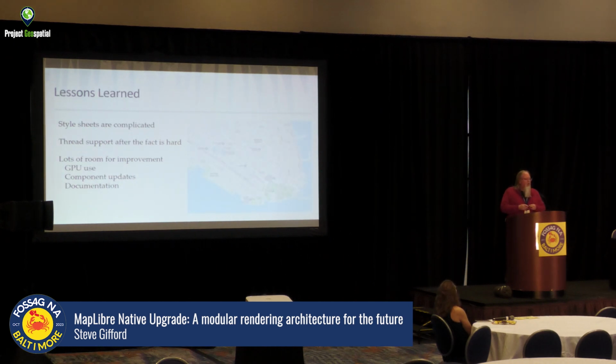Okay, so what did we learn doing this? Style sheets are complicated. They have expressions in them. They're very difficult to analyze in real time. The engine that was doing that is very difficult to pick apart. Threading support after the fact is very difficult. And there's still lots of room for improvement in the toolkit. Even though we did succeed at getting to metal, performance is going to be at least as good as it was, possibly better. There's still a lot of room for some really impressive performance and new functionality. Also, it should be easier to update components in the system. Hopefully, we made it a little bit easier with our work.